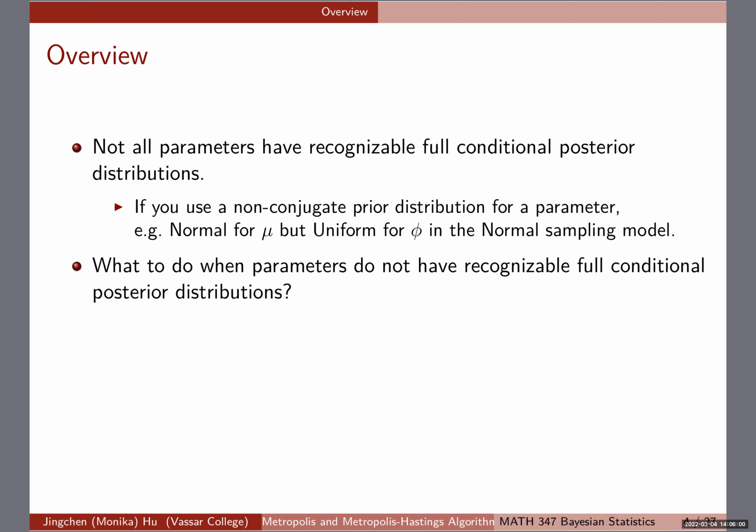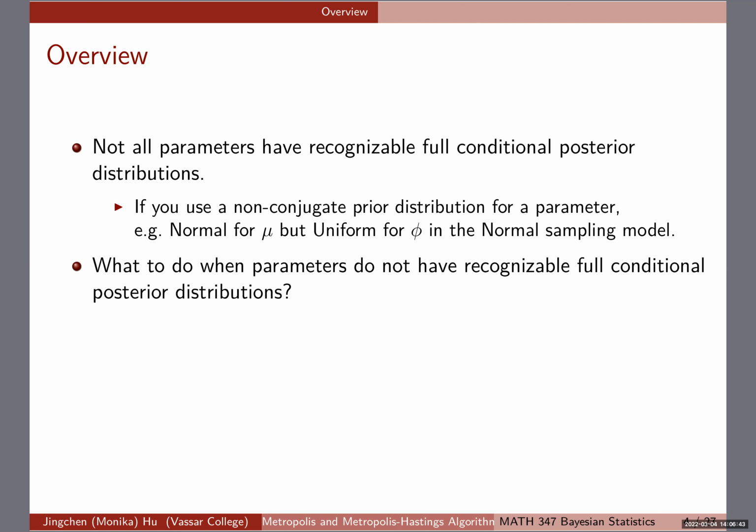For example, if you remember when we have the normal model, when both parameters are unknown, we use conjugate priors in those cases, right? We use a normal prior so we get a normal full conditional posterior for mu, and we use a gamma prior for phi, so we get a gamma full conditional posterior as well. But of course, if you start to use some other prior distribution, for example, you do not use normal for mu but use, let's just say, uniform, and instead of using a gamma for phi, you're using uniform for phi, then if you try to derive, you can still get a full conditional distribution, but you might not be able to recognize what it is.